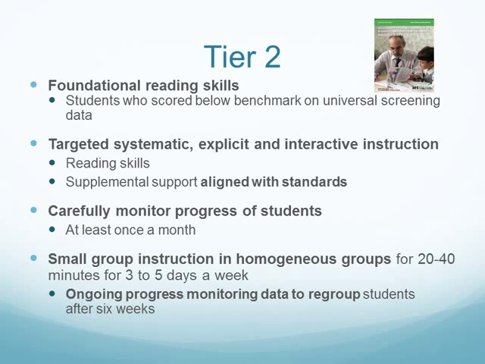So in Tier 2, the recommendation for small group instruction is that students are placed in homogeneous groups for 20 to 40 minutes for 3 to 5 days a week. So ongoing progress monitoring plays an important role as teachers focus in on small group instruction. So as students meet with success, the focus would change and the teacher would regroup students accordingly.